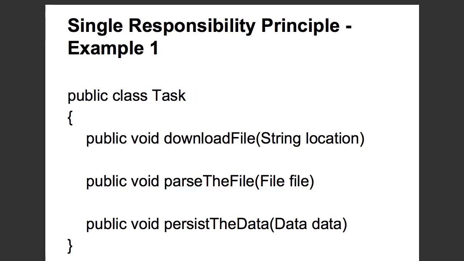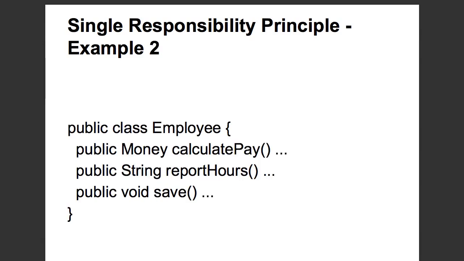Look at this specific class. It's responsible for downloading something from the internet, it's responsible for parsing something, it's responsible for saving that data to the database. Is that meeting the single responsibility principle? Will I be able to reuse this kind of code anywhere else? The answer is no.